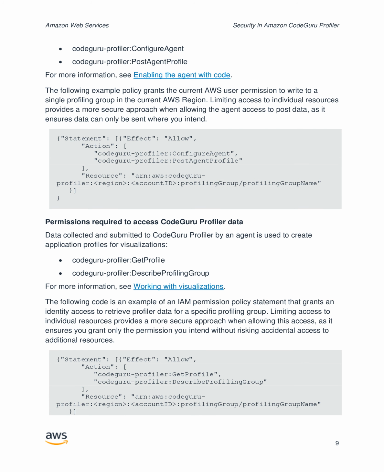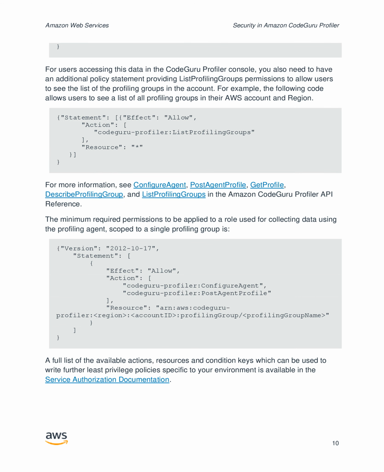Limiting access to individual resources provides a more secure approach when allowing this access, as it ensures you grant only the permission you intend without risking accidental access to additional resources. For users accessing this data in the CodeGuru Profiler console, you also need to have an additional policy statement providing list profiling groups permissions to allow users to see the list of the profiling groups in the account. For example, the following code allows users to see a list of all profiling groups in their AWS account and region. For more information, see Configure Agent, Post Agent Profile, Get Profile, Describe Profiling Group, and List Profiling Groups in the Amazon CodeGuru Profiler API reference.